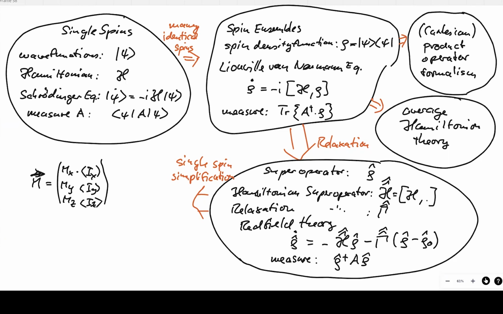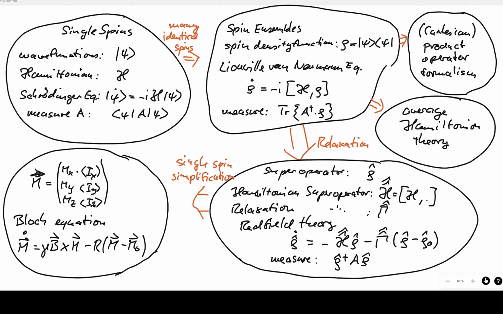And this ends up in the Bloch equation, which can be written as: the magnetization vector time derivative equals gamma B cross M minus the relaxation operator R times (M minus M0), where again M0 is the equilibrium magnetization.